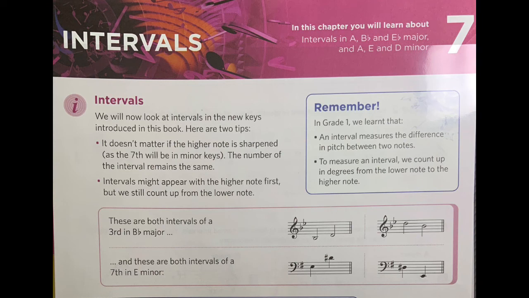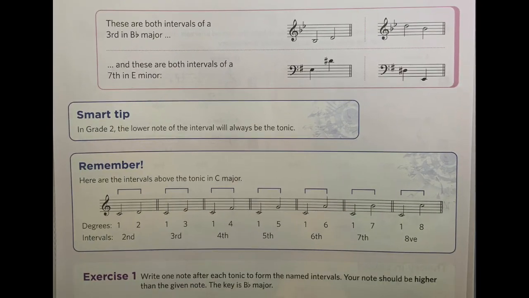We can see that these are both intervals of a third in B flat major. Even though the higher note is here first, it's still a third in B flat major. In E minor, here is a 7th, and even though the D sharp is first, we're still counting up this way to D sharp, to make an interval of a 7th.